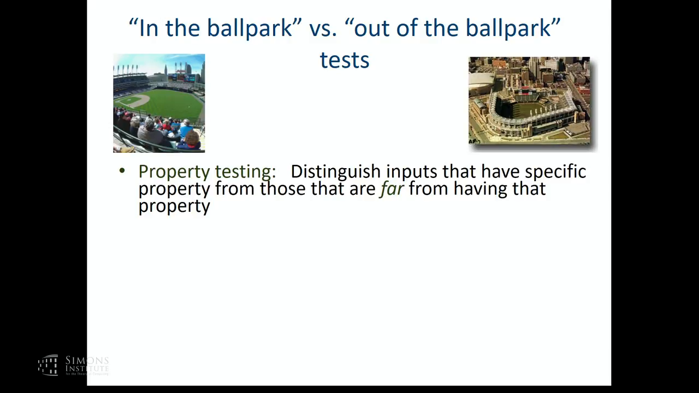And these are tests of data. You want to know, does it have a certain type of property? Okay, so in this graph of, you know, I know Lenore, Lenore knows Manuel, Manuel knows Dick, in that graph of who knows who, do we have the 6 degrees of separation property or not? So it's like a bit. We want to know yes or no. We want to distinguish inputs that have the specific property from those, not those that don't have the property, but those that are far from having the property.